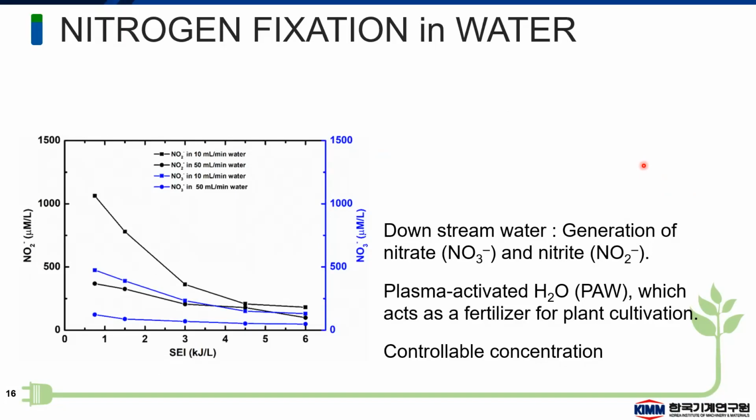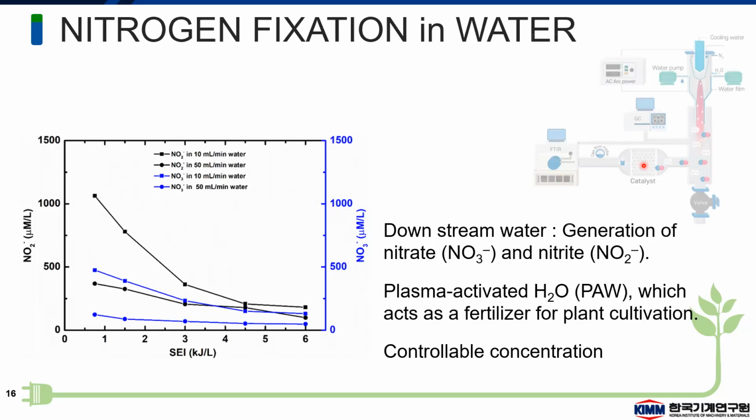As previously discussed, some part of NOx reacts with the hydrogen to form ammonia, and another part dissolves in water to form nitrates, and that is also called plasma activated water, which is also used as a fertilizer. So it's a kind of bonus. We are getting two different products with one single reactor: one is ammonia and the second one is plasma activated water.